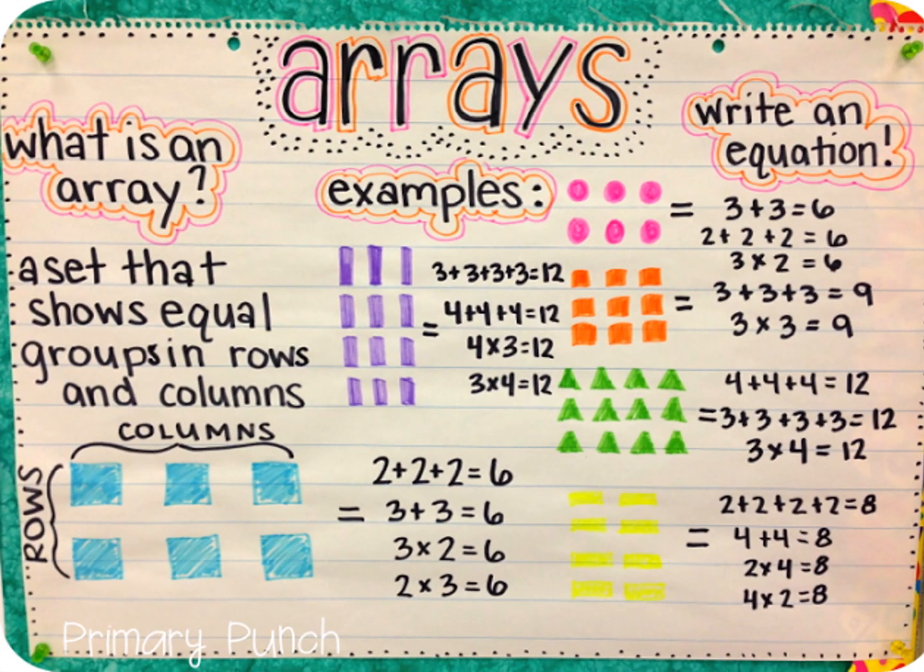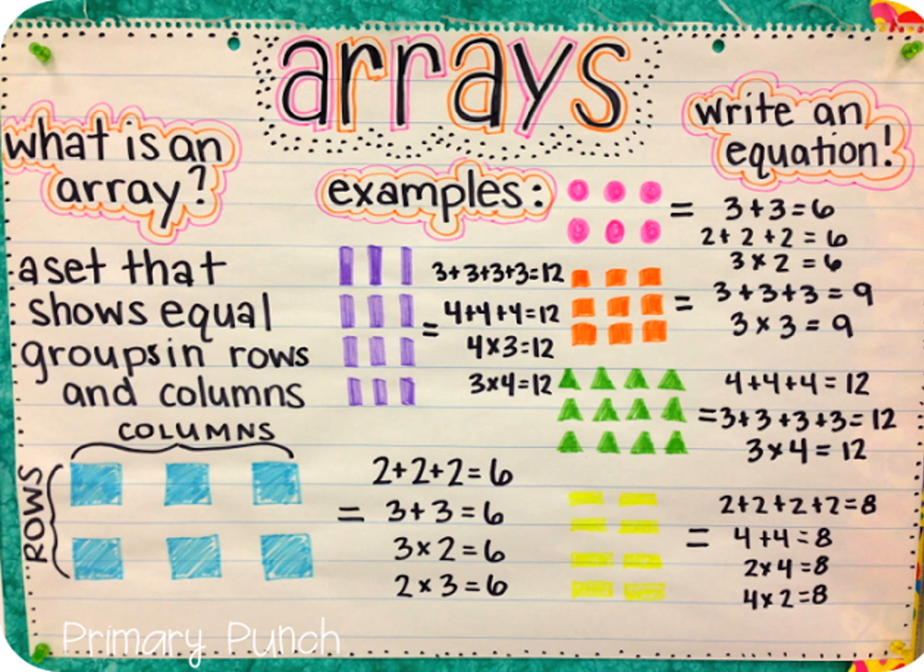Here are another examples for the arrays. Let's revise the meaning of the array. It's a set that shows equal groups in rows and columns. You know where's the rows and where's the columns, right? Look at the purple array.